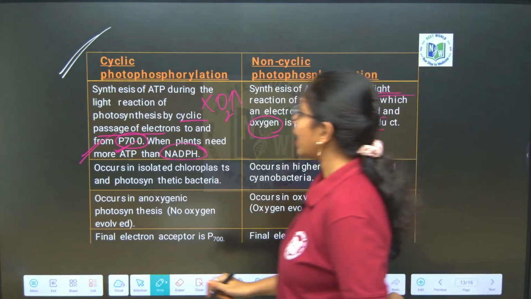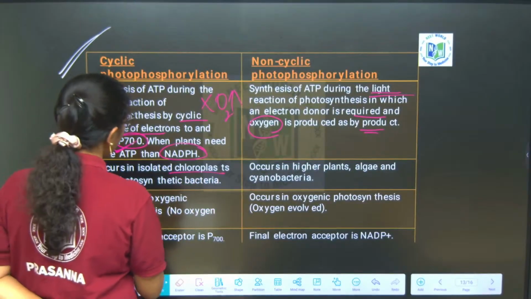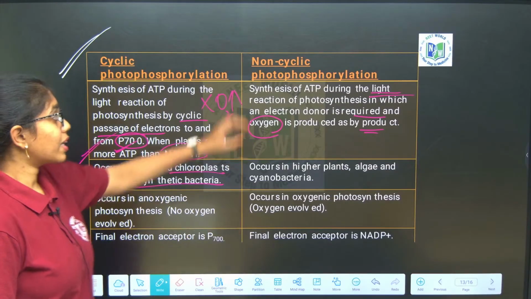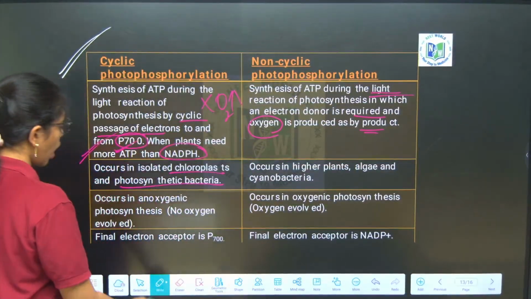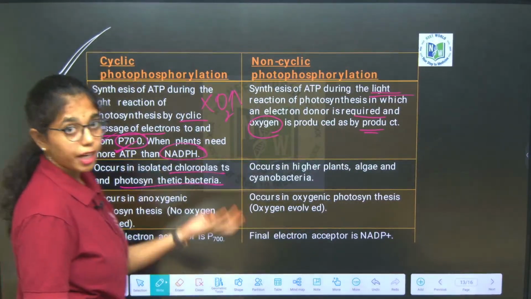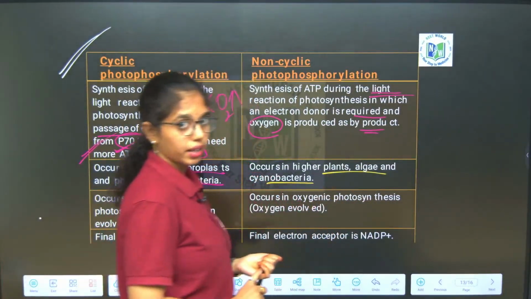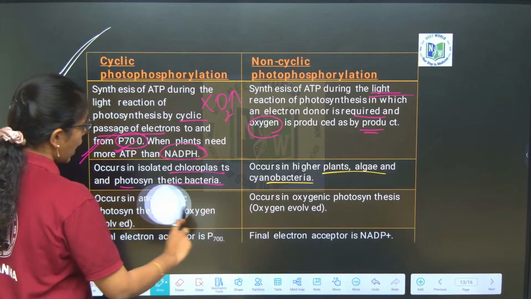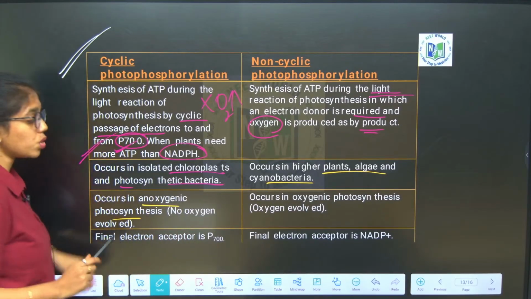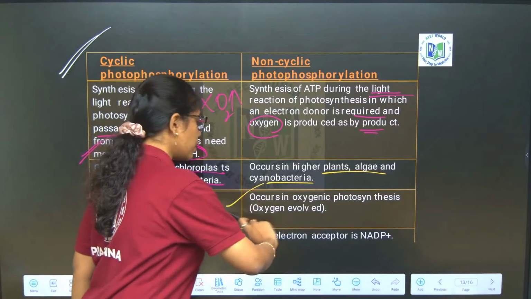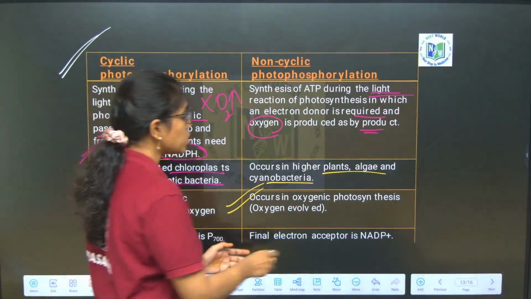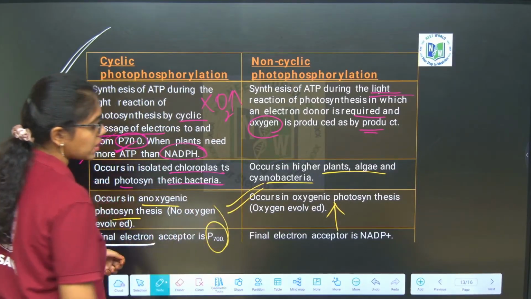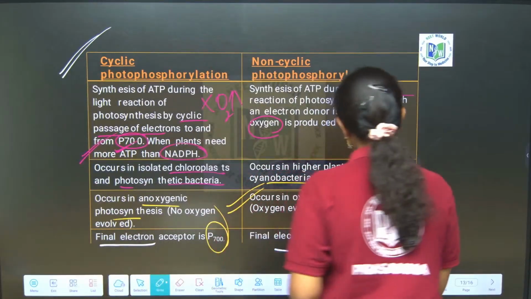This occurs in isolated chloroplasts and in photosynthetic bacteria, as we have discussed in anoxygenic photosynthesis. But non-cyclic photophosphorylation will occur in higher plants, algae and cyanobacteria. And here if you see, ma, this cyclic photophosphorylation occurs in anoxygenic photosynthesis, where there is no oxygen evolved. But here this occurs in oxygenic photosynthesis, where the oxygen is evolved. Here the final electron acceptor is P700. Here the final electron acceptor is NADP+.